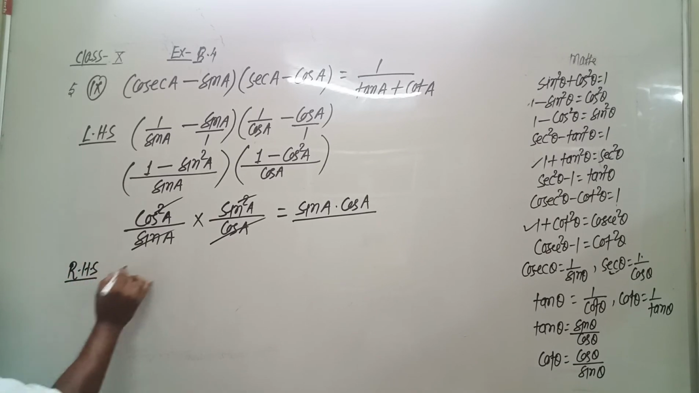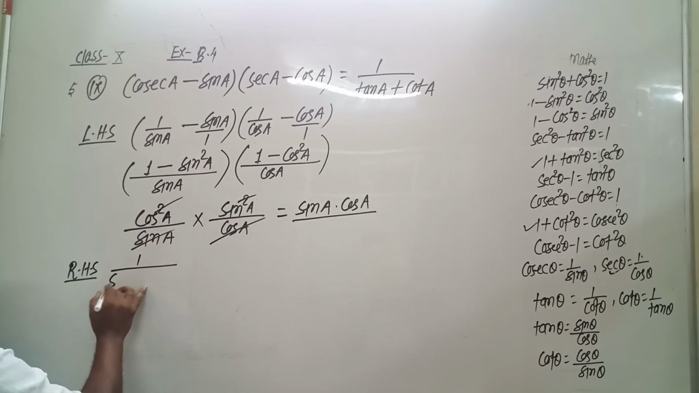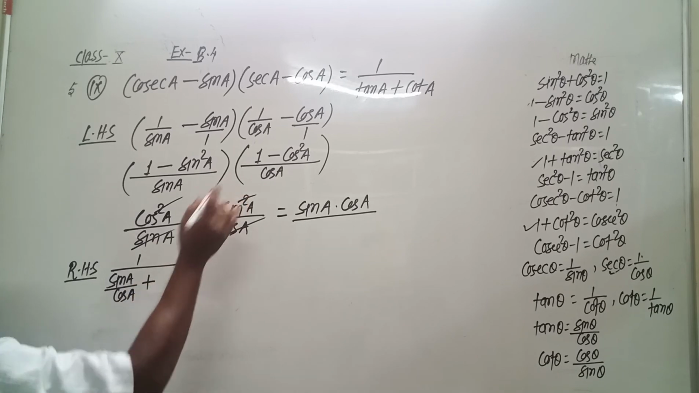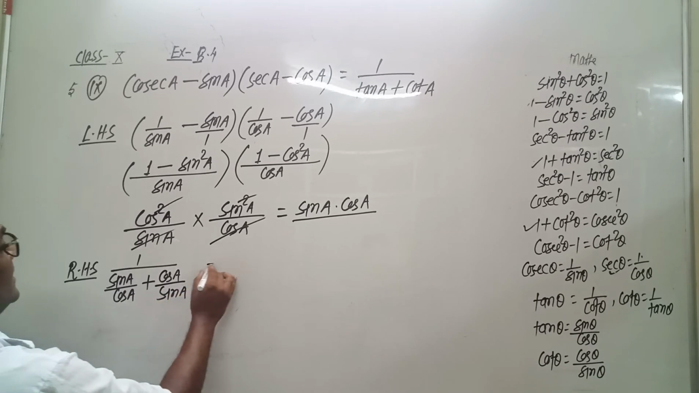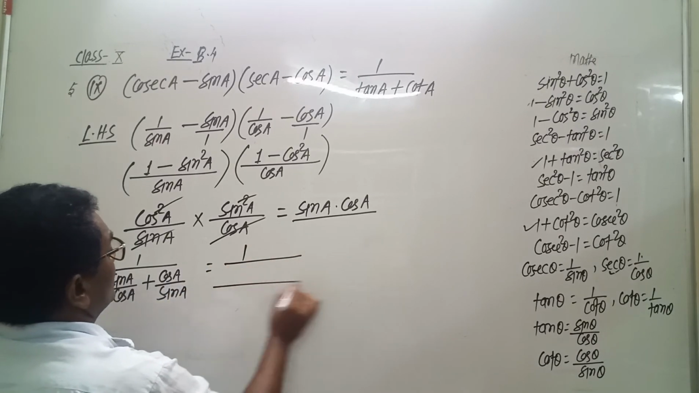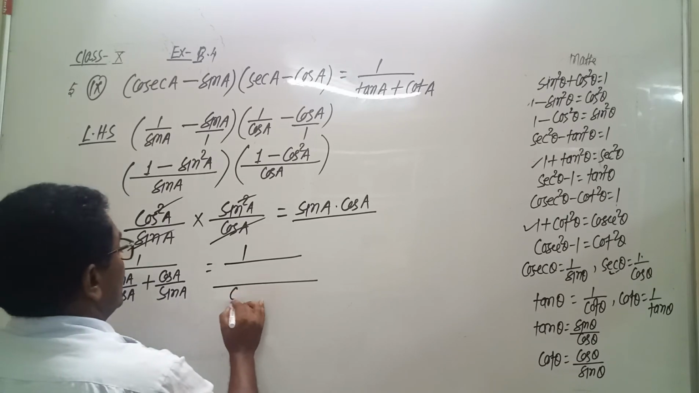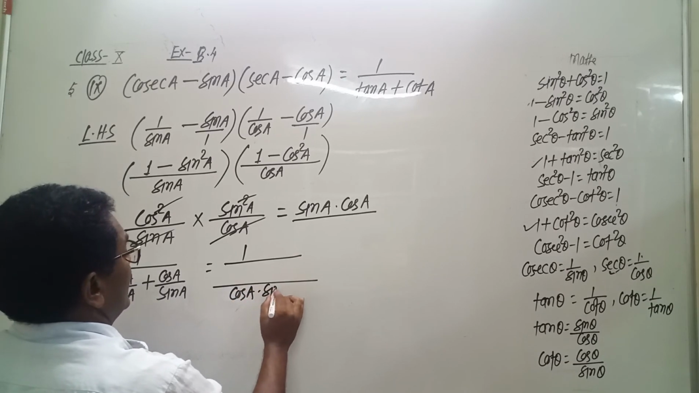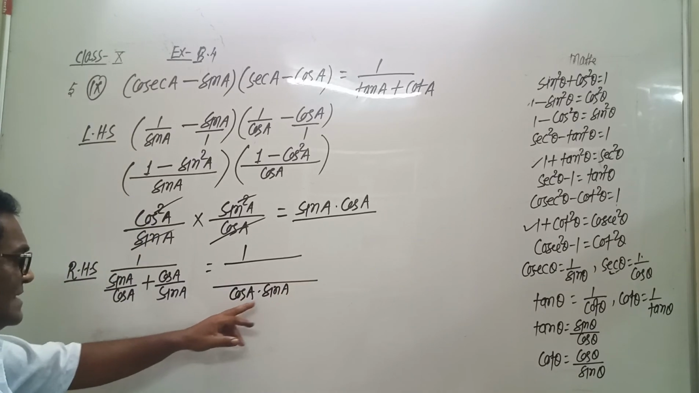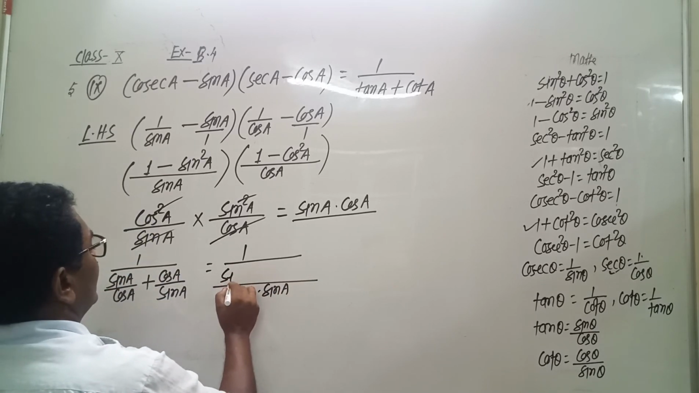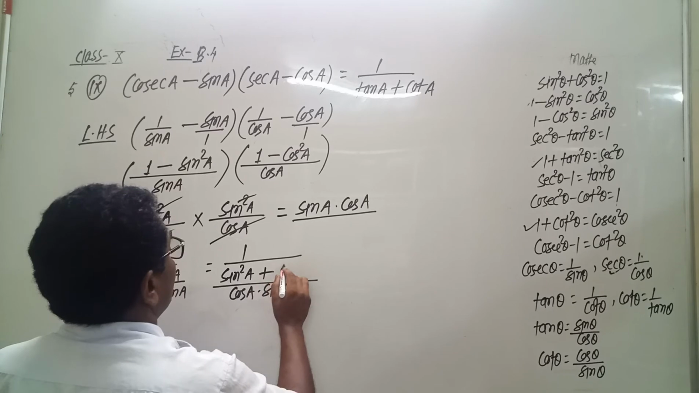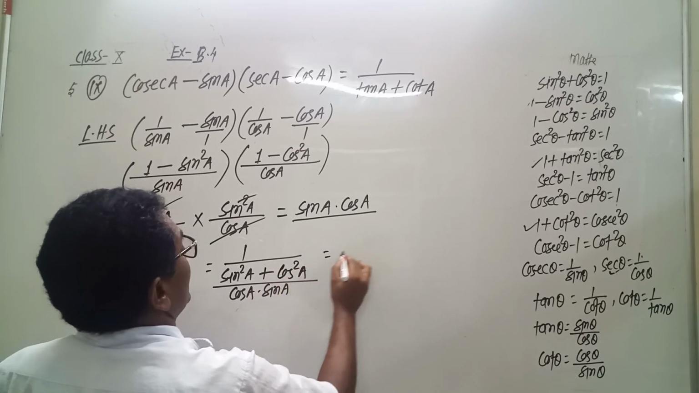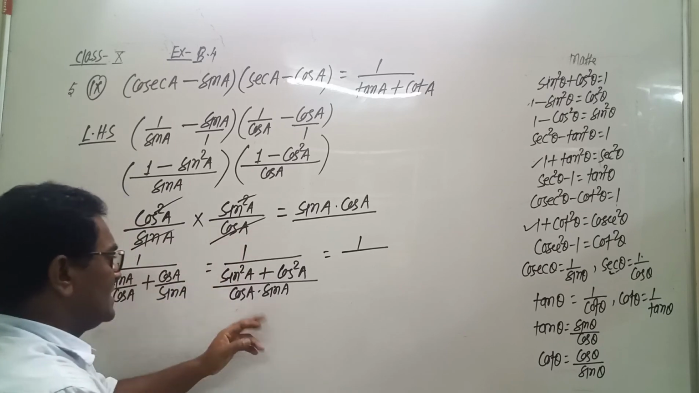So RHS is 1 upon tan A plus cot A. Tan A is written as sin A upon cos A, and cot A is written as cos A upon sin A. 1 upon, we take the LCM cos A into sin A. Cos A gets cancelled, sin A multiplied by sin A gives sin square A. Plus sin A cancelled and cos A into cos A, cos square A.